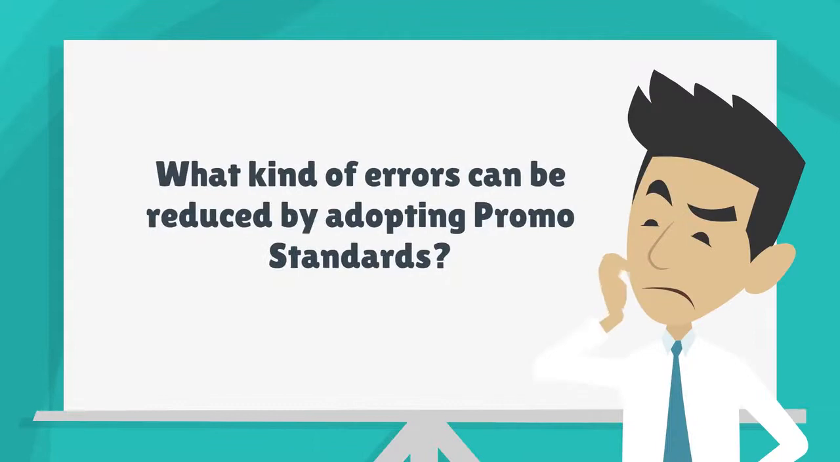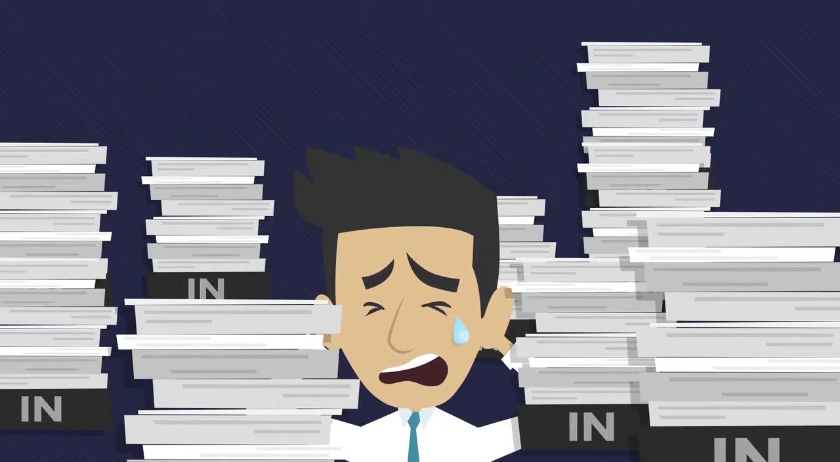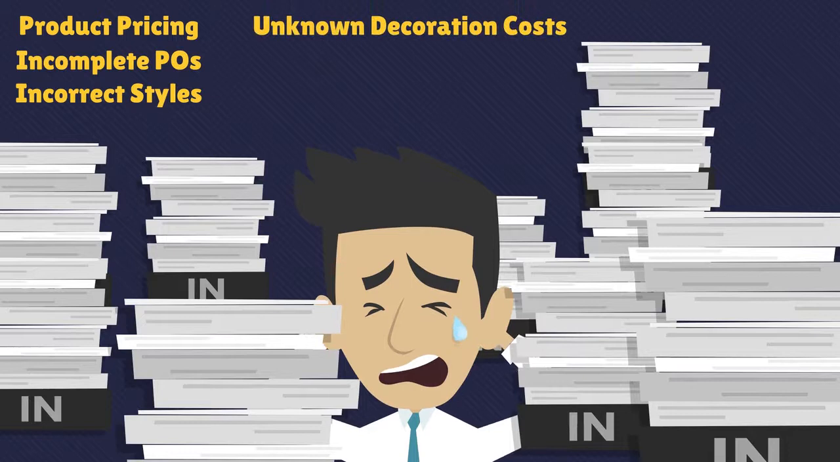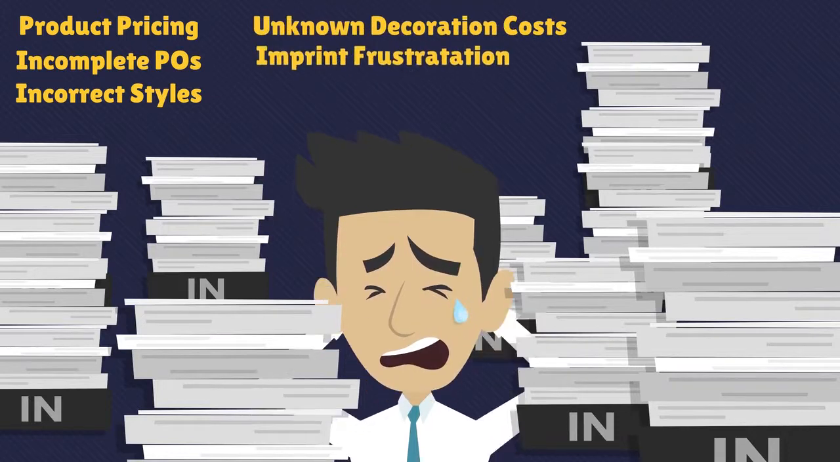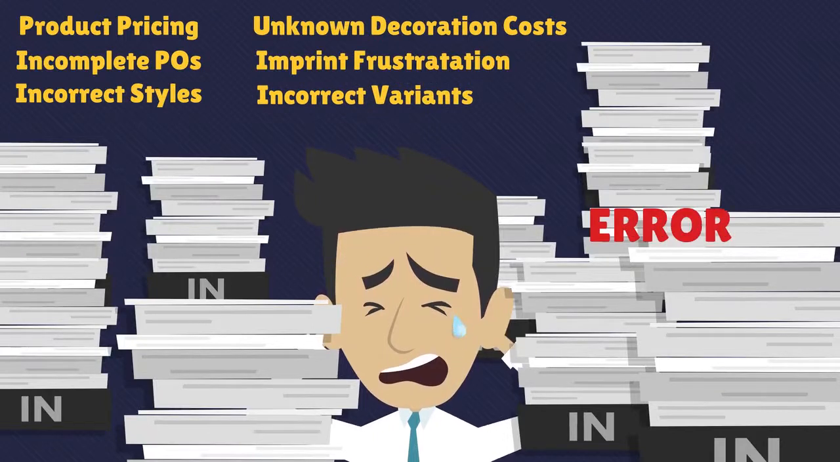You're probably asking yourself what kind of errors can be reduced by adopting Promo Standards. Every day, suppliers, distributors, and end customers experience all types of information delays, from product pricing discrepancies, incomplete purchase orders, incorrect style numbers, unknown decoration costs, unclear imprint information, to incorrect color variants. With Promo Standards, these errors are greatly minimized.